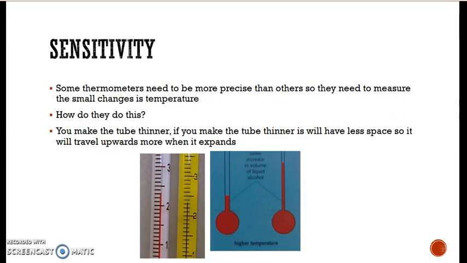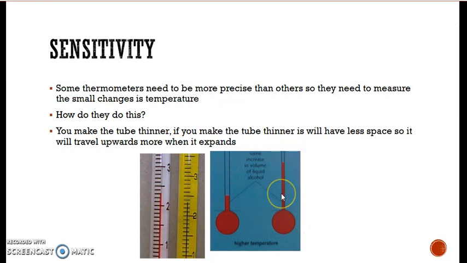Alright, next. Sensitivity. Some thermometers need to be more precise than others, so they need to measure small changes in temperature. How do they do this? They make the tube narrower. So if you make the tube thinner, it will have less space, so the liquid will travel upwards more when it expands. As you can see, this alcohol thermometer has a big tube here and a small tube here. It expands here, okay, that's fine. But in the small tube, at the same temperature, it expands even more. So that means that you could measure more expansion.